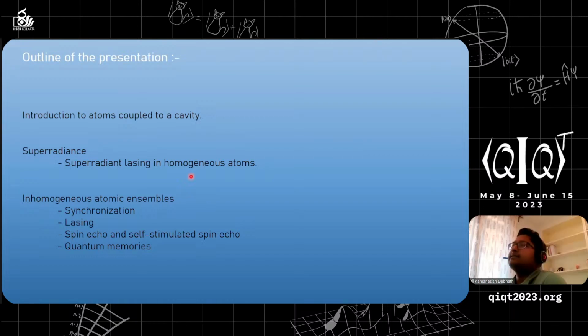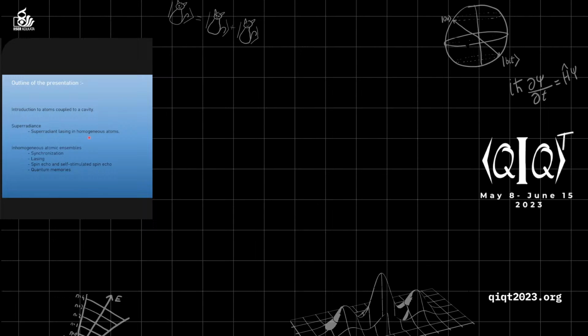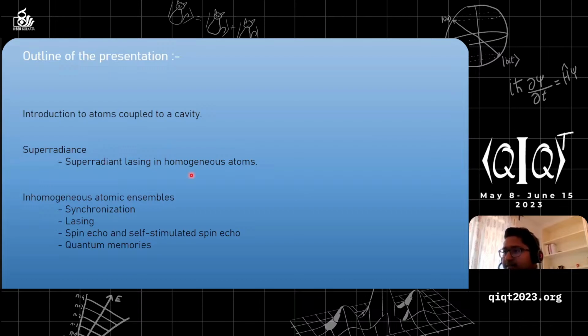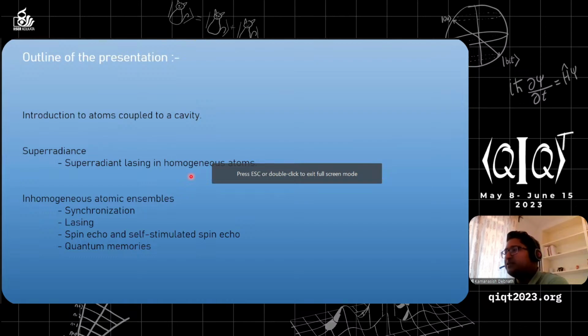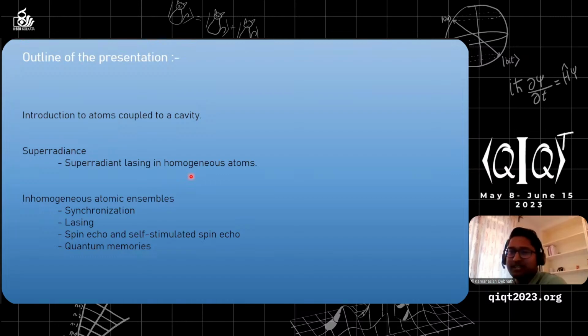Okay, so here is the outline of the presentation. I'll start with a very basic introduction to atoms coupled to a cavity. And then I'll touch a little bit on superradiance and then speak about how superradiance can be used for lasing using homogeneous atoms. It's still homogeneous because it's easy to solve. We like it and we understand it better. And then we will move slowly to inhomogeneous atomic ensembles.